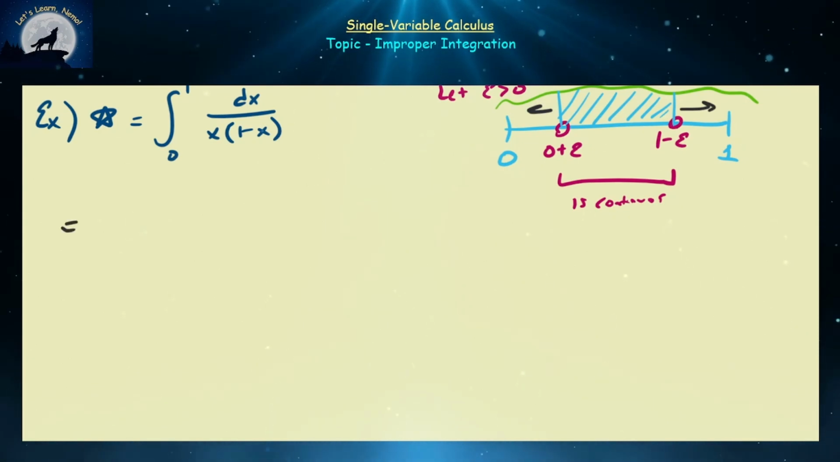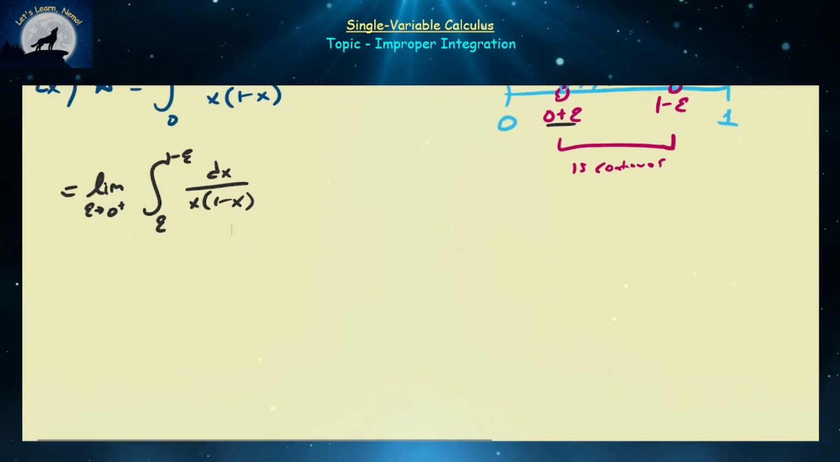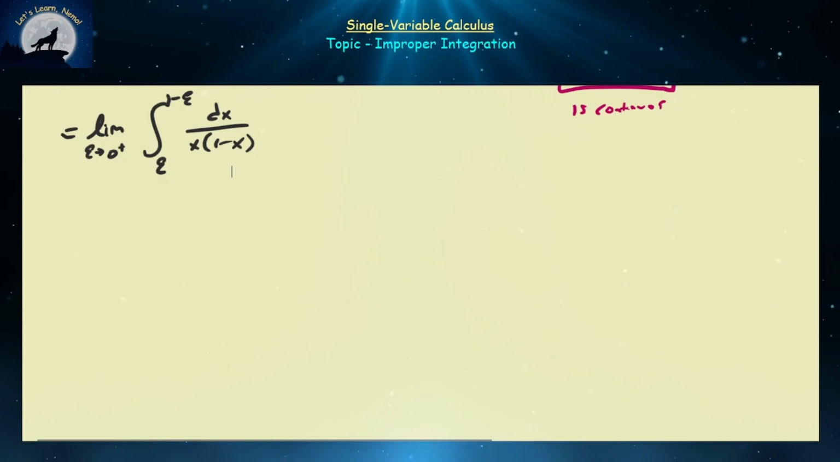So by definition, this will be equal to the limit as epsilon approaches 0 from the right of, so 0 plus epsilon, that's just going to be equal to epsilon, and then we have 1 minus epsilon on the top, and then we're going to have dx divided by x times 1 minus x. If you want to continue this problem on your own, feel free to pause the video and see if you get the right answer or the same answer as me.